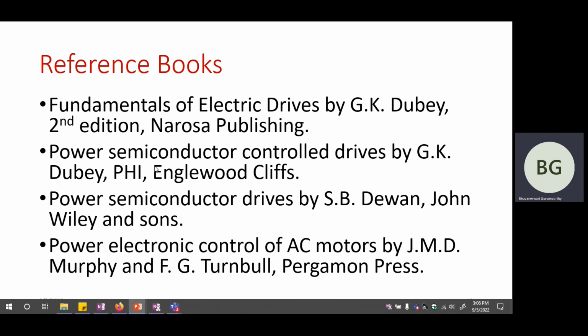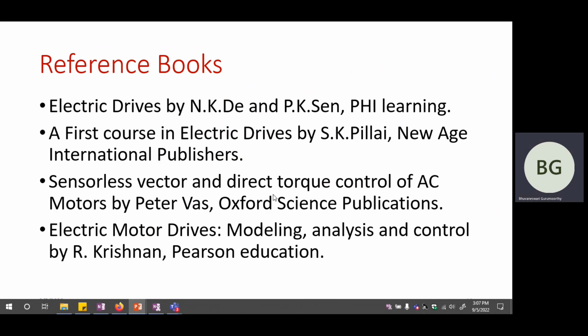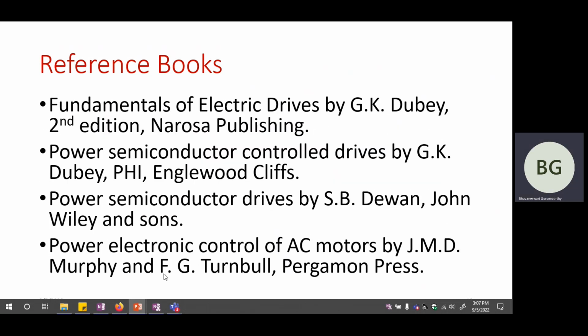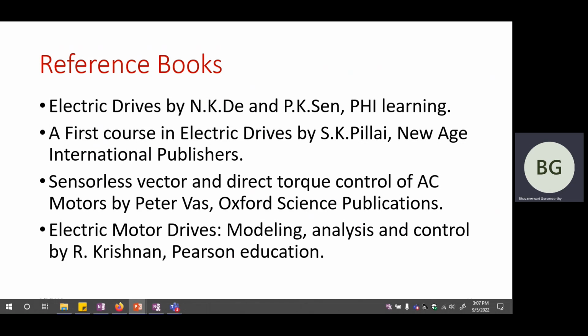There is one more book by Professor G.K. Dubey, which is called Power Semiconductor Controlled Drives. This is from Prentice Hall International. This again covers all the drives extremely well, but again, this does not have vector control and direct torque control. Please note that J.M.D. Murphy and F.G. Turnbull's book does not have DC motors covered under its title. Only AC motors are covered in this particular book.